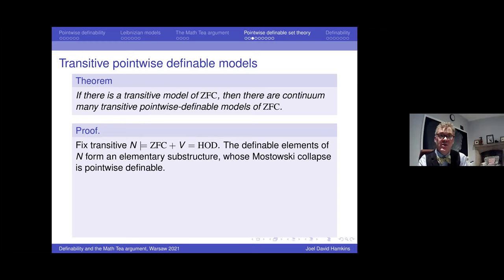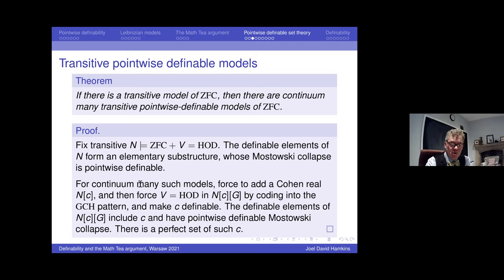But I want to make continuum many. So what I'm going to do is force over that model N; I add a Cohen real generically over it. And of course we know how to force V equals HOD over any model by coding sets into the continuum pattern, into the GCH pattern. You do a long iteration and you force basically randomly the GCH to hold or fail. Then every set in the structure is eventually coded into the GCH pattern in the forcing extension. In that extension, you'll have a model of V equals HOD.